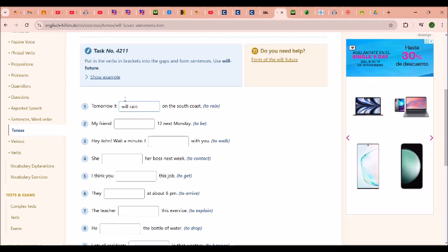Iñaki, number 2. My friend will be in 12 next Monday. All right. My friend will be 12 next Monday. All right. Sofia Iturbe. Yes.